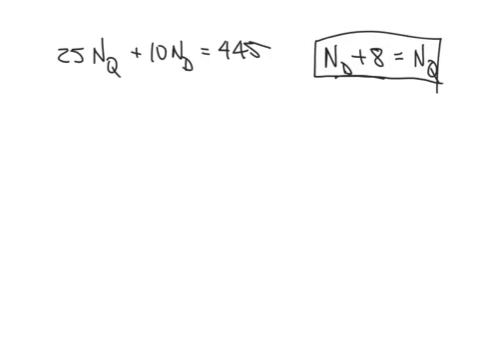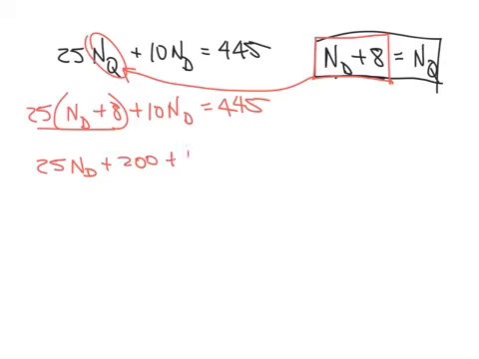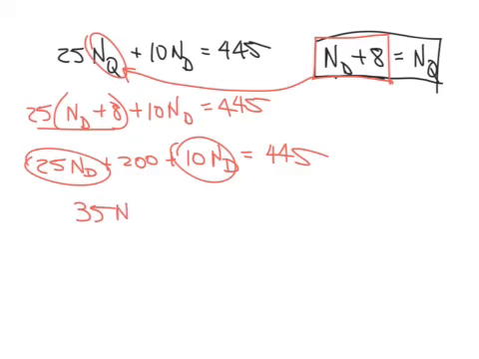Alright, so that's our information, but look what we've got here. Number of quarters equals number of dimes plus 8, so that means whenever I see this, I can put that in its place. Okay, that makes it easy. I can distribute that. Okay, now I can add that and that. Okay, subtract 200. This is just the regular algebra that you're used to doing.